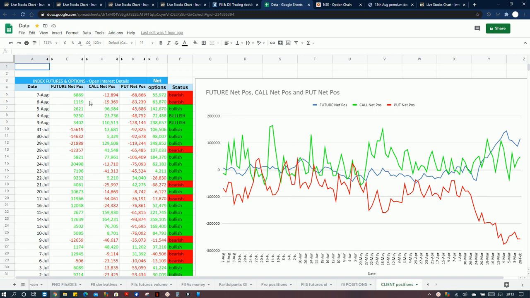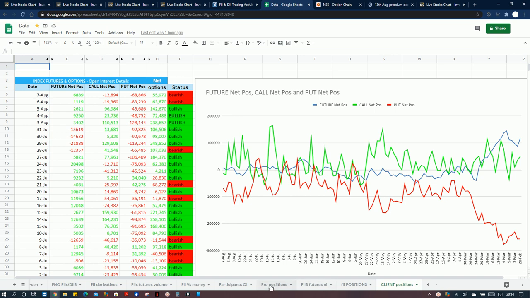And you can also see their future positions: earlier they held heavy shorts, but after that they went long again. They are closing the longs now, again took long. So they are totally confused and misled by the proprietary traders and the FIIs. So they are being hit as of now.